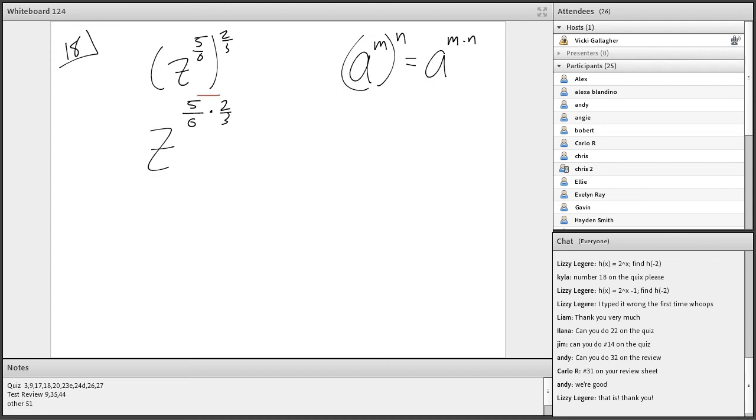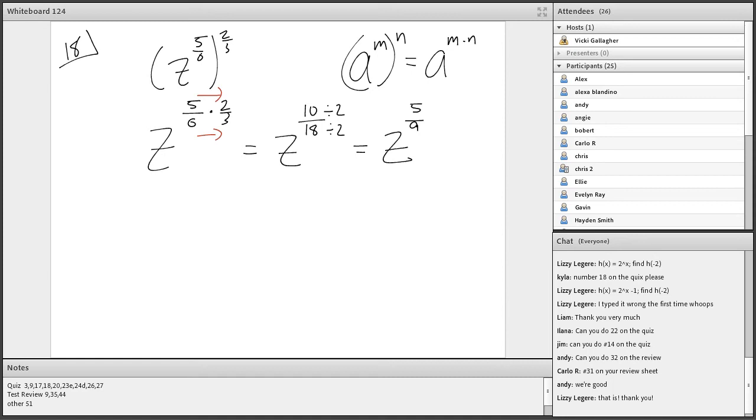You can just multiply straight across. And so that would be 5 times 2 is 10, and 6 times 3 is 18. And then if you can simplify, you should always simplify if you can. And so I would get this answer.